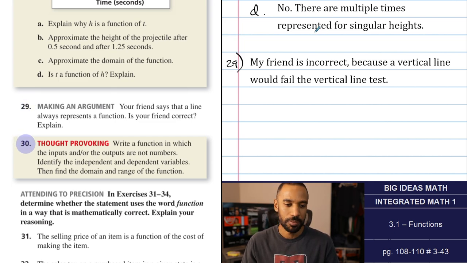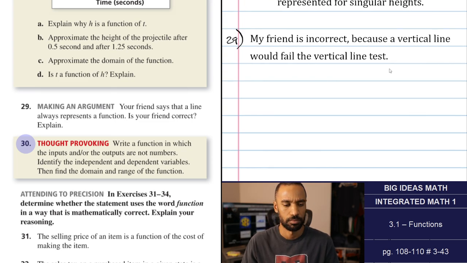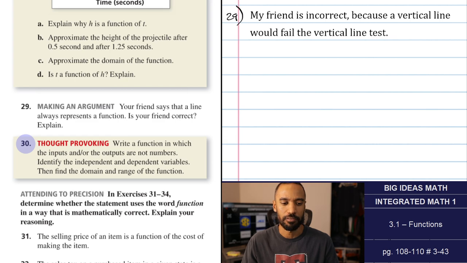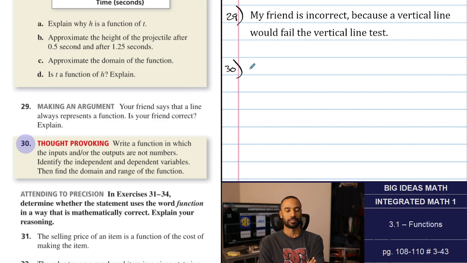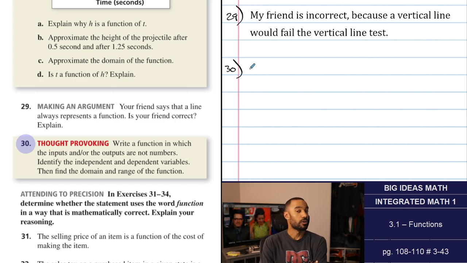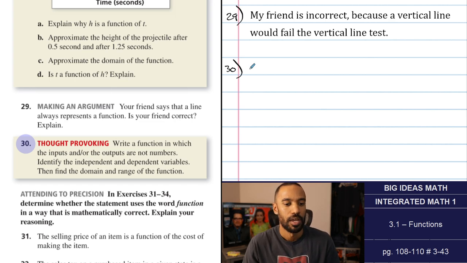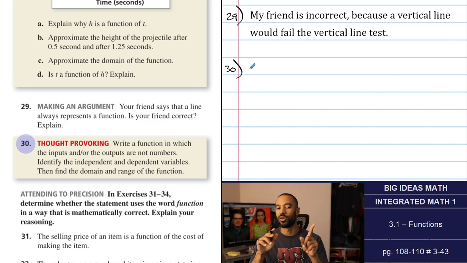Number 30, thought-provoking. Write a function in which the inputs and or the outputs are not numbers. Identify the independent and dependent variables, then find the domain and range of the function. Oh, I thought they meant like make an equation, like y equals mx plus b or something like that. It says and or the outputs. That means I can do one that is and one that's not.